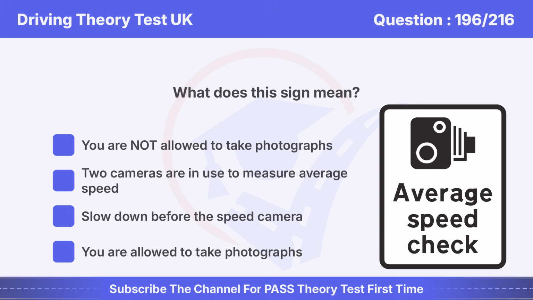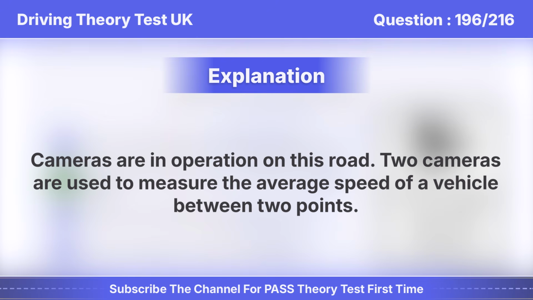Question 196. What does this sign mean? Answer is B. Two cameras are in use to measure average speed. Cameras are in operation on this road. Two cameras are used to measure the average speed of a vehicle between 2 points.